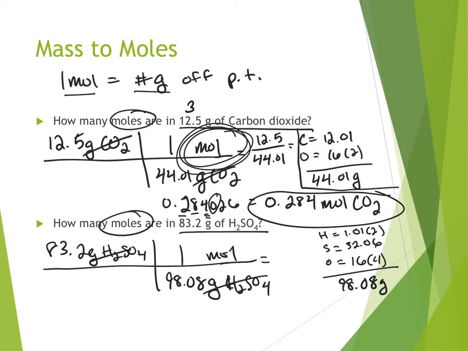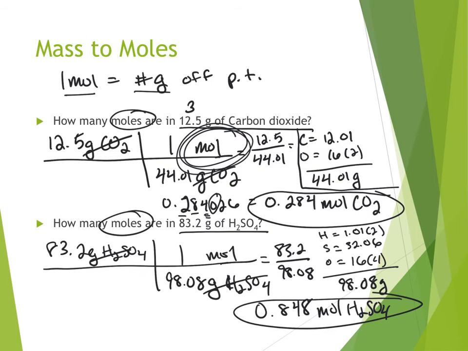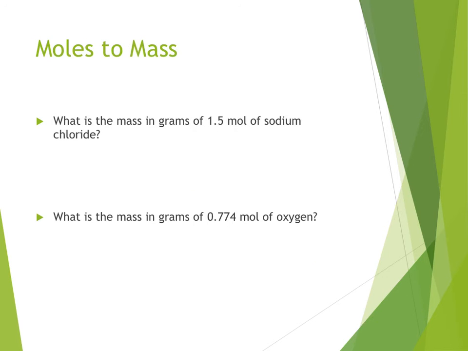And then again, we're just going to multiply across the top. So 83.2 divided by what's on the bottom, 98.08. And I round my answer to significant figures. So that was 3 that I started with, so we're going to round it to 0.848. And again, the unit is what's left uncrossed off, mole H2SO4.